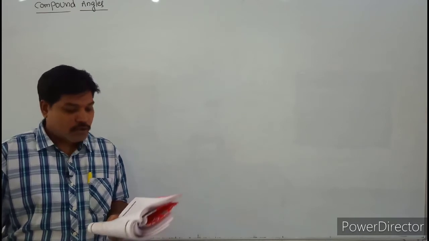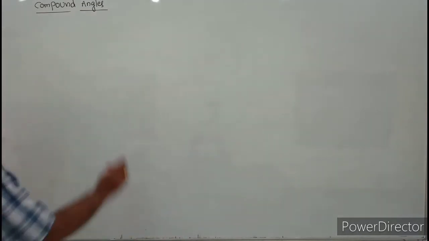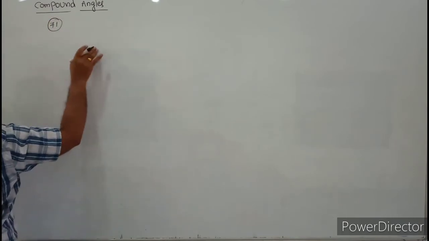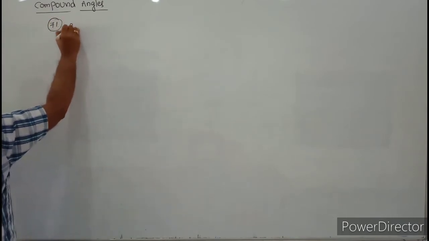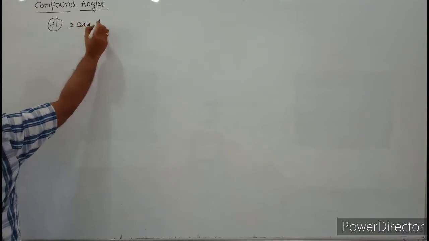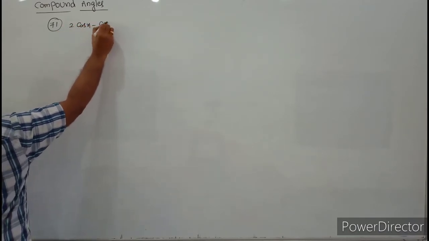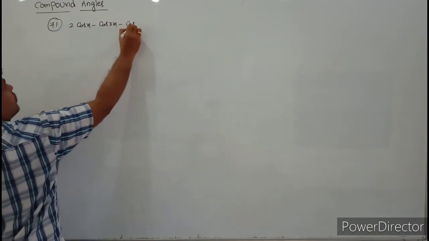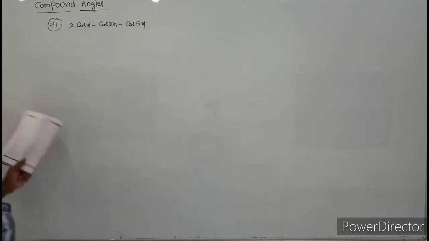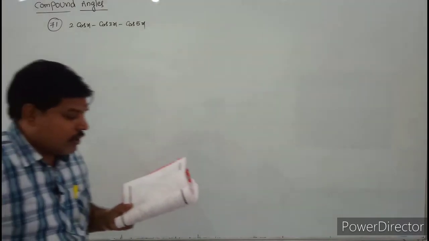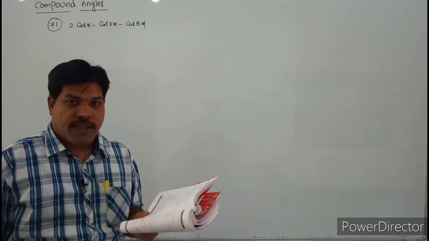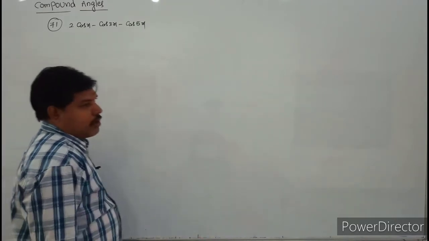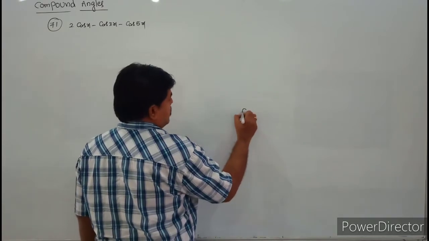So see the next question, question number 71. What is question number 71? See that question students. 2 cos x minus cos 3x minus cos 5x, they are asking the value of 2 cos x minus cos 3x minus cos 5x. Okay. So what is the condition they are asking? Some transformation formulas we will use for that.